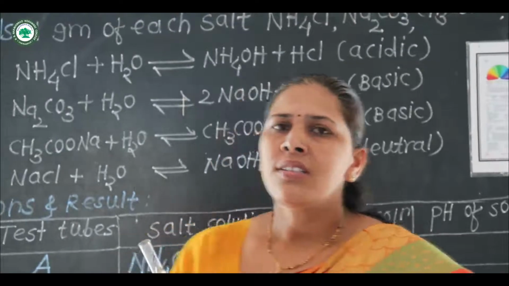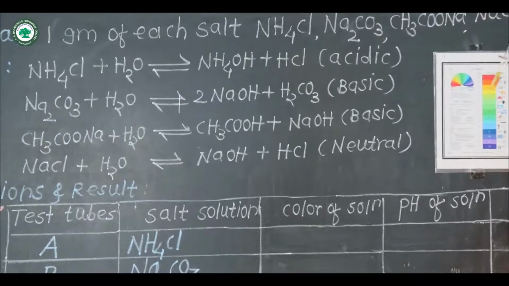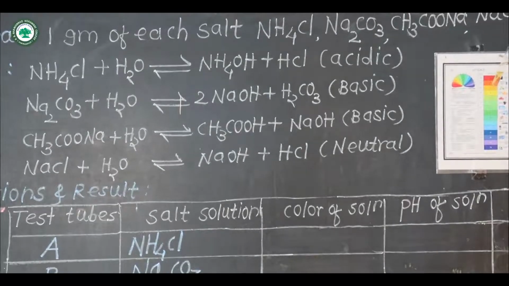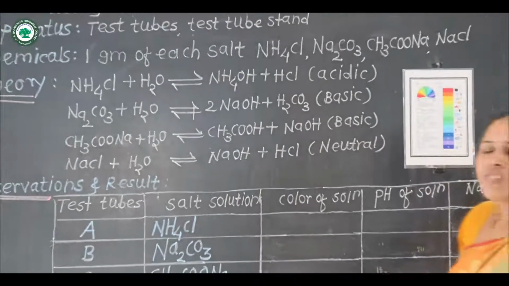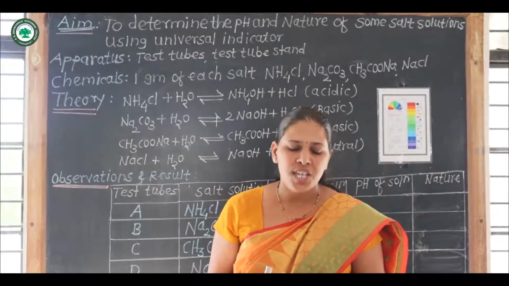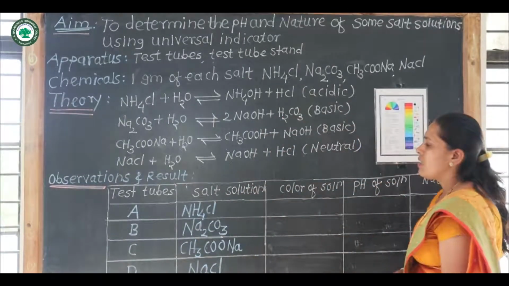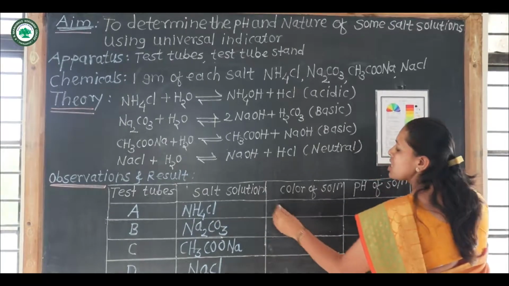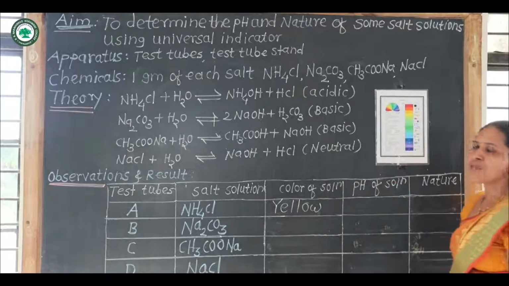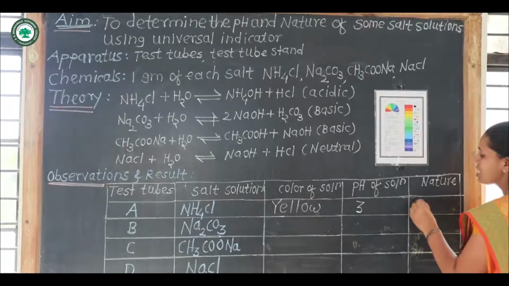Then compare the color of the salt solution to the pH scale. It indicates that this color matches pH 3. pH 3 indicates this salt solution is acidic because its pH is less than 7. Then write observations. The color of the ammonium chloride solution is yellow, the pH corresponding to yellow color is 3, and the nature of the solution is acidic.